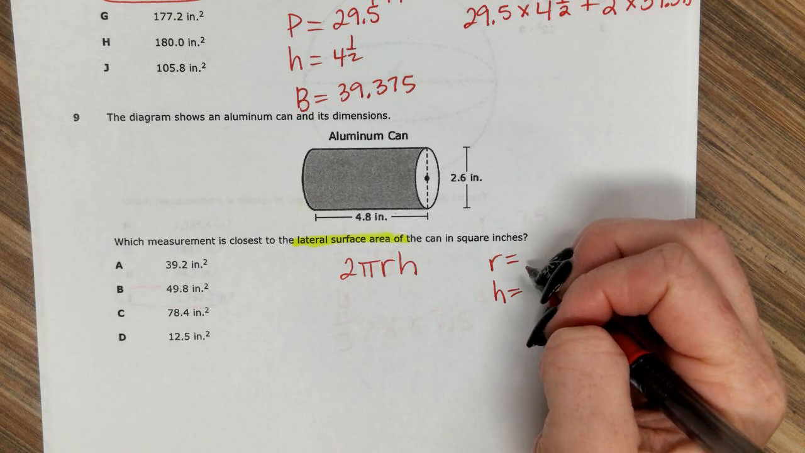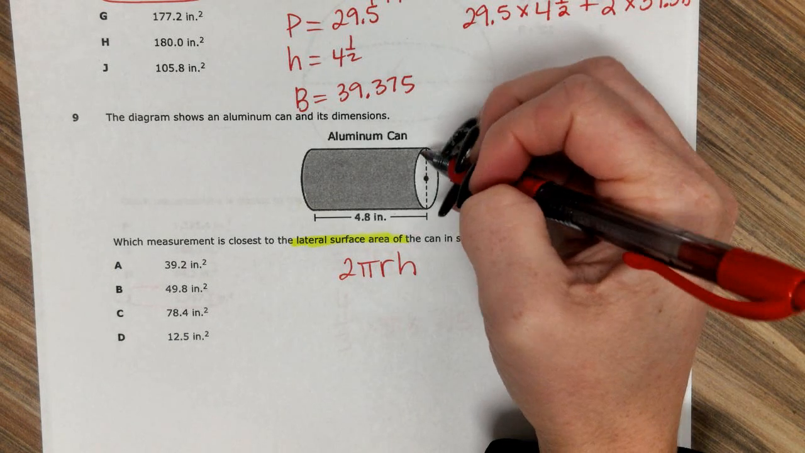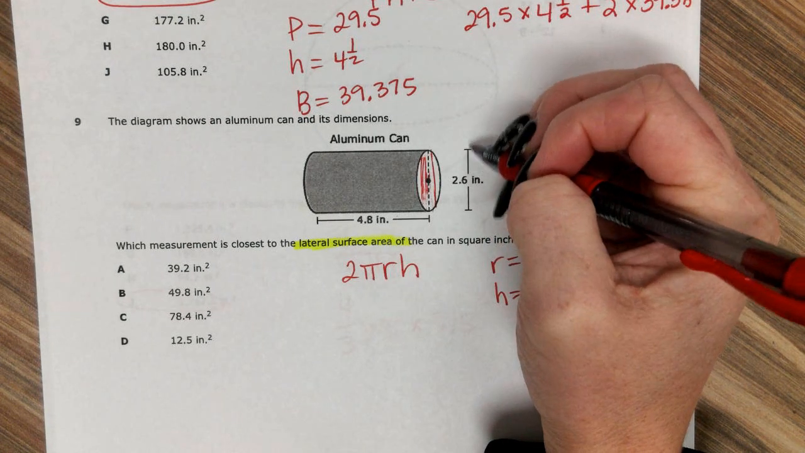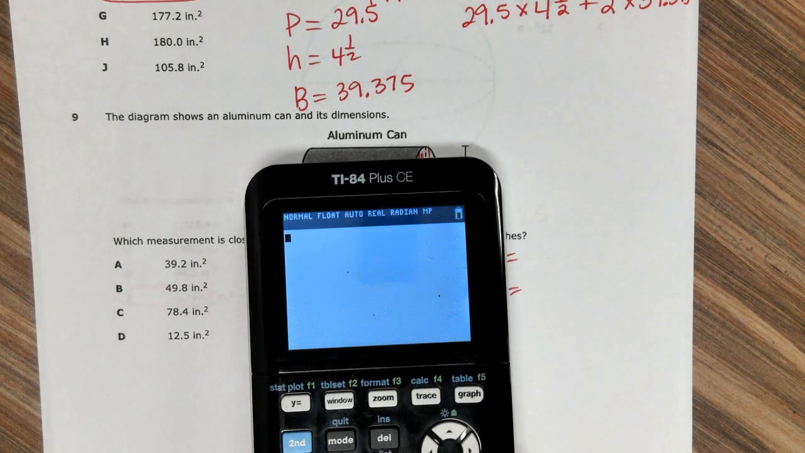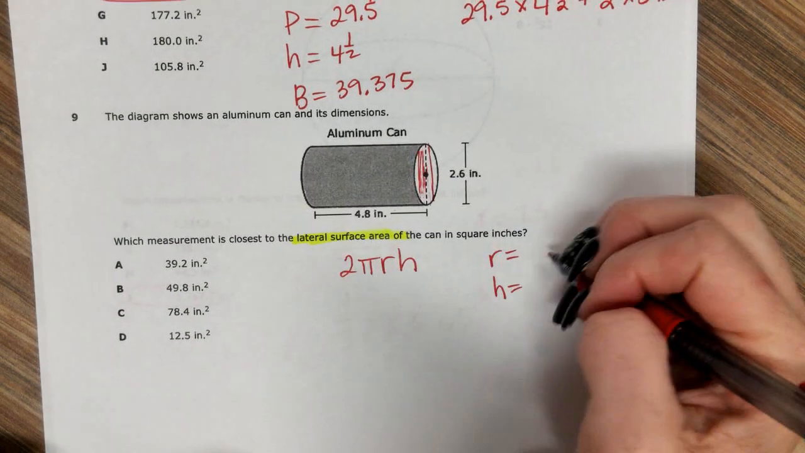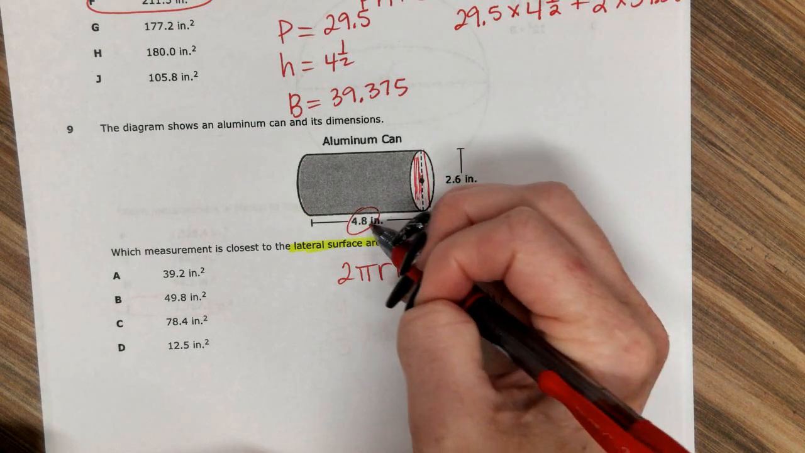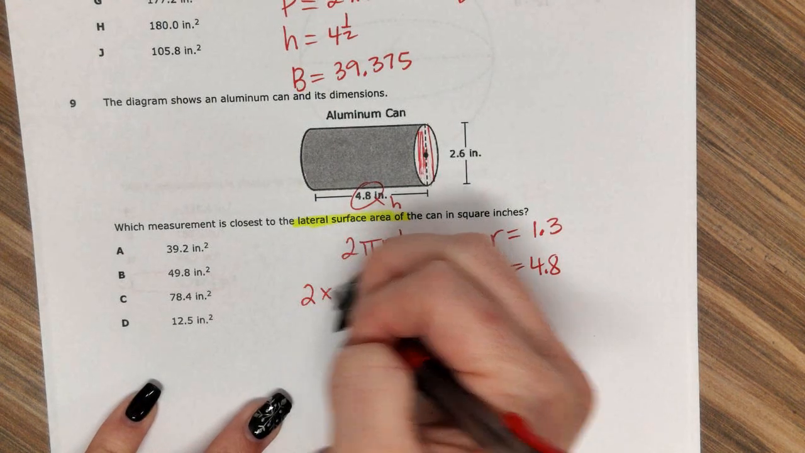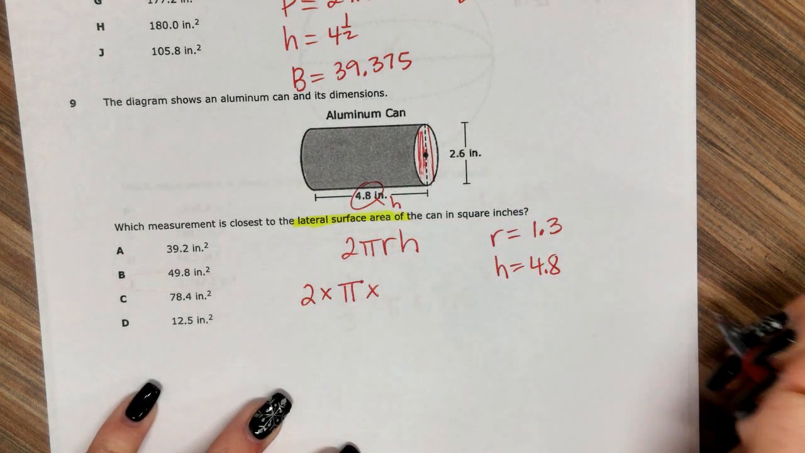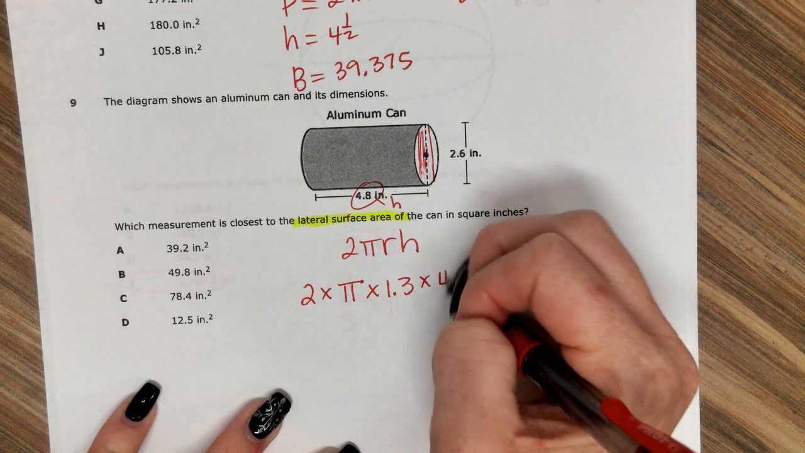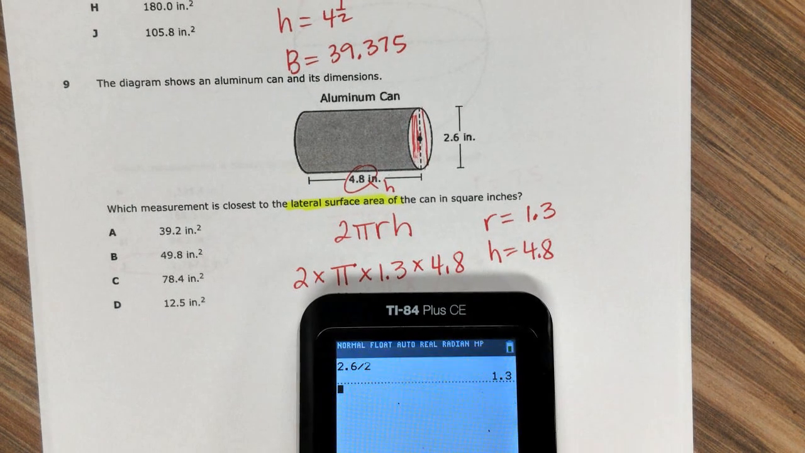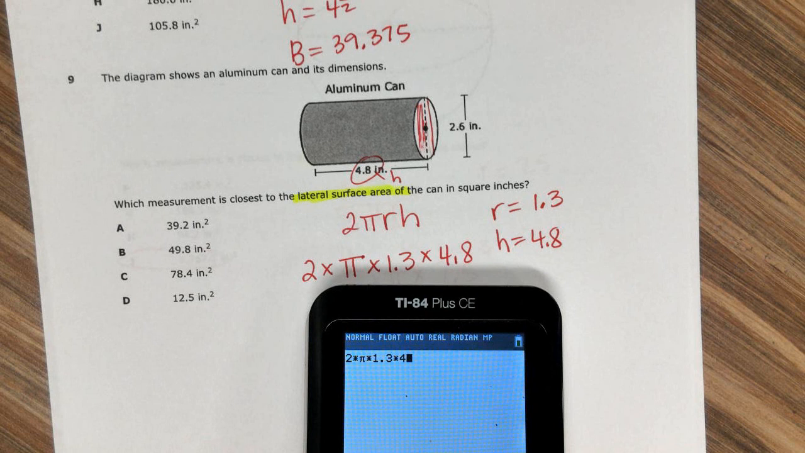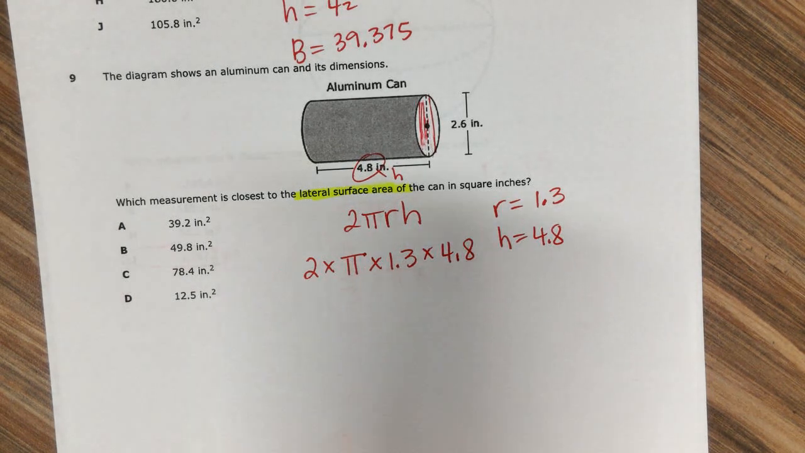Remember that the radius has to come from the circle. Here is the circle, so this has to provide me with the radius. They did not. They gave me diameter, so I divide by 2. 2.6 divided by 2 is 1.3. So this number has to be the height, because the height will never come from the circle. So 2 times pi times 1.3 times 4.8, which is 39.2.